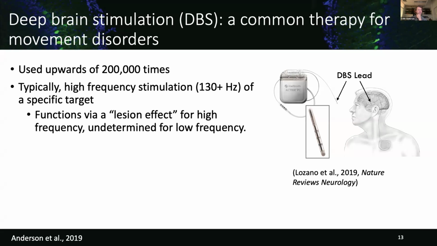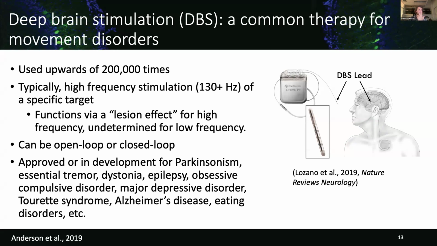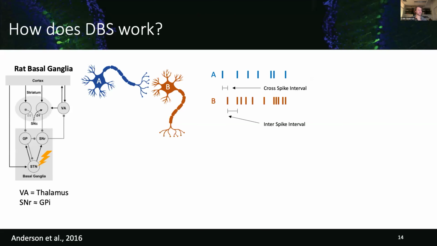Based on my PhD data, we like to think of it as functioning like a lesion effect, and so we would call it an informational lesion. Essentially, if you have an overcoupling of different neurons in different nuclei, DBS can break that apart by regularizing the firing patterns when it's applied at a high frequency. You can do it open loop or closed loop. It's being used for a number of different conditions already, but there's a big question of how exactly it works. Like I said, I like to think of it as an informational lesion.